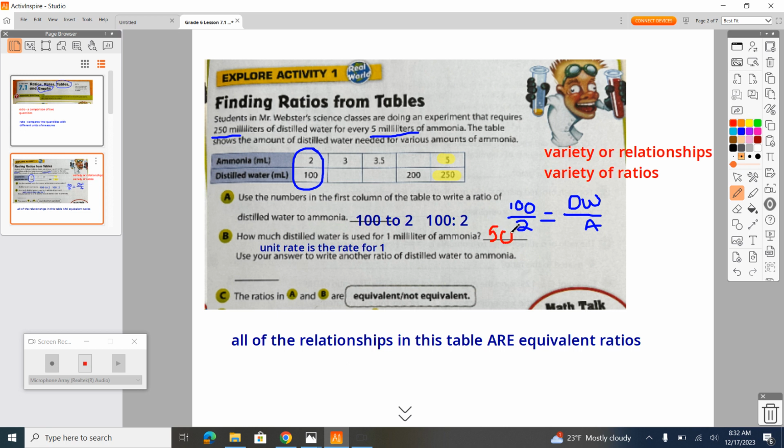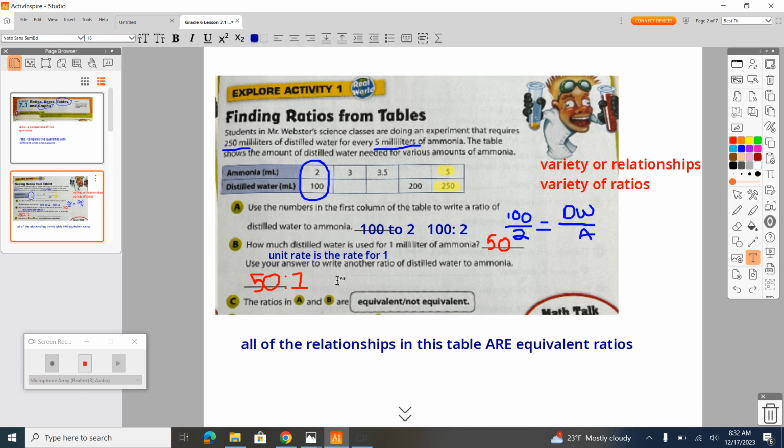Now use your answer to write another ratio for distilled water to ammonia. I'm going to write the unit rate because I have 50, and that's equivalent to 1 unit of ammonia. If you need me to type that out, that's 50 units of distilled water to 1 unit of ammonia.